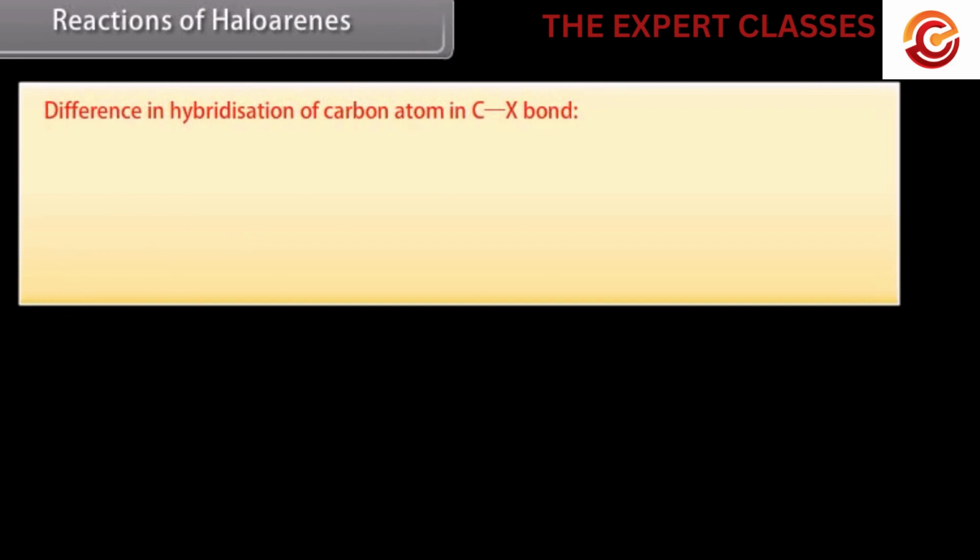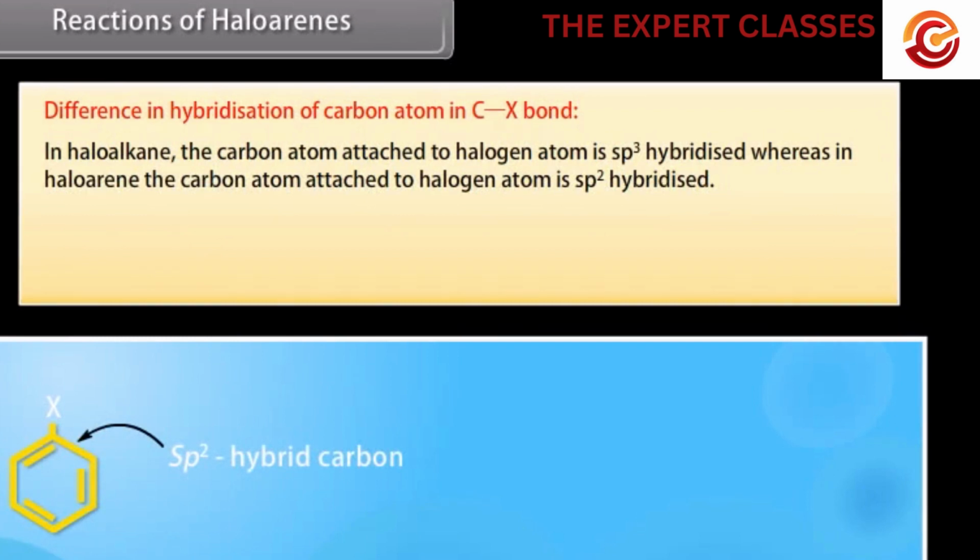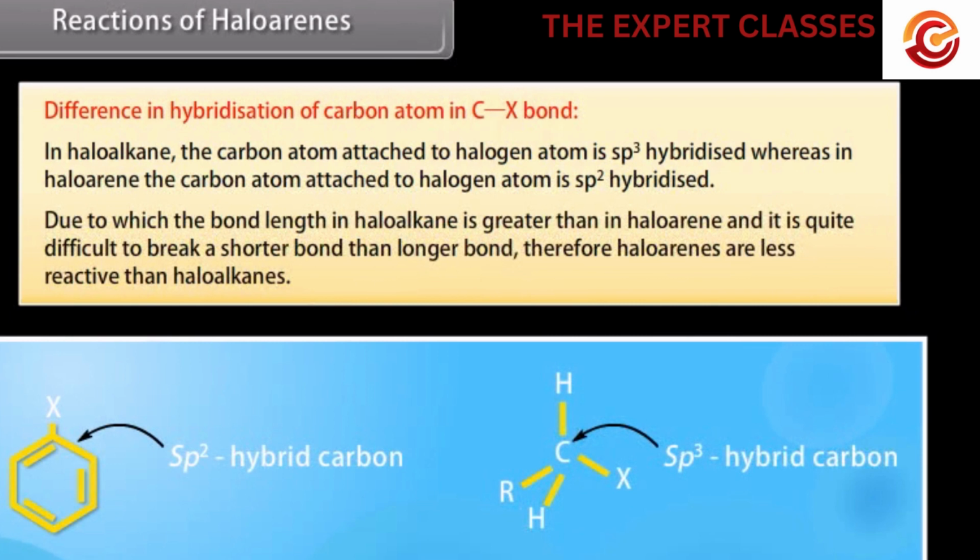Difference in hybridization of carbon atom in C-X bond. In haloalkane, the carbon atom attached to the halogen atom is sp3 hybridized, whereas in haloarene, the carbon atom attached to the halogen atom is sp2 hybridized, due to which the bond length in haloalkane is greater than in haloarene, and it is quite difficult to break a shorter bond than longer bond. Therefore, haloarenes are less reactive than haloalkanes.